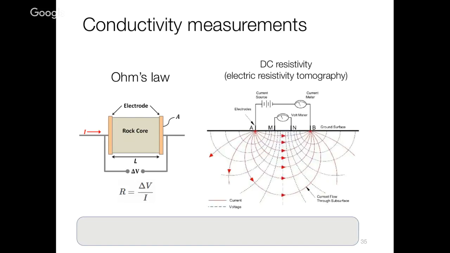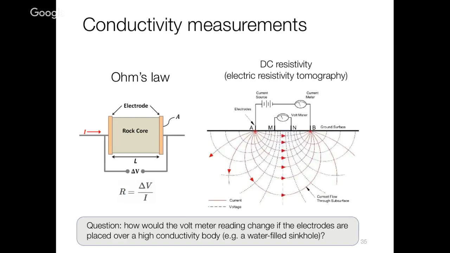In practice, in the field, you can't quite have the same geometry, but you do the following. You take a generator and hook it up to two probes, and that establishes a current that's going to go through the earth. Then you can measure the electric potential between any two other electrodes. So this is what you're going to do in the lab, and this is what you do outside.